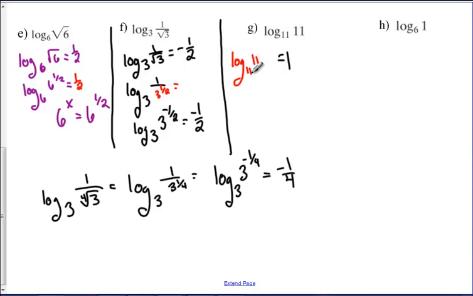Because technically, log base 11 of 11, there's a little 1 up there, right? The invisible 1 exponent that's everywhere. All right, and H is supposed to be easy, but is usually tricky. So log base 6 of 1 is 0. Log base whatever of 1 will be 0. So we could have log base 12 of 1, log base 1/3 of 1, any of those to the 0 power is going to give you 1.